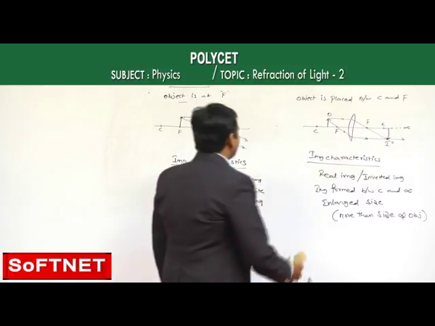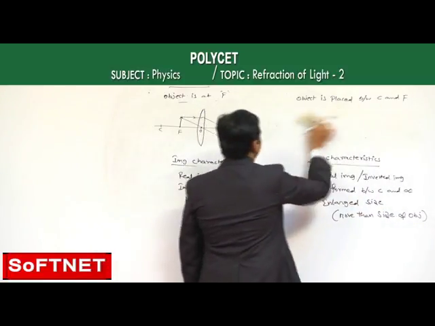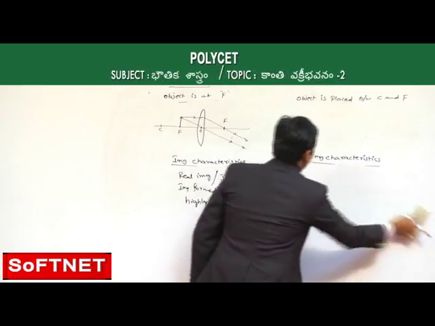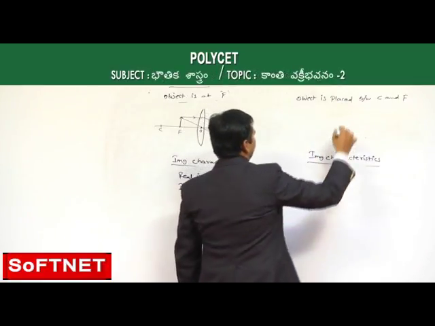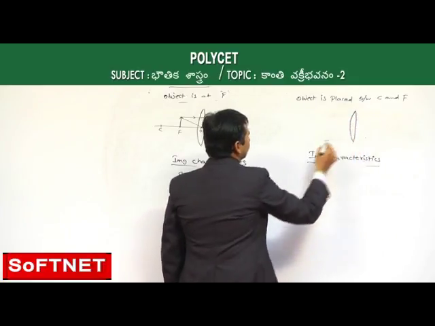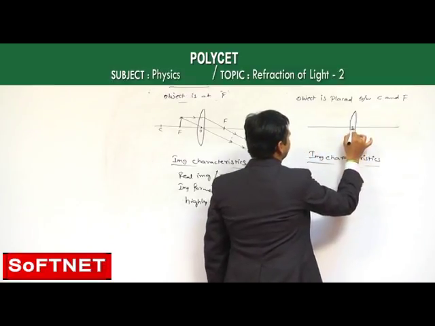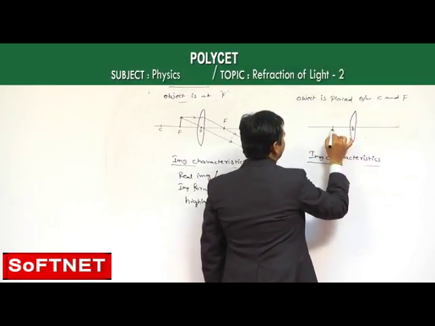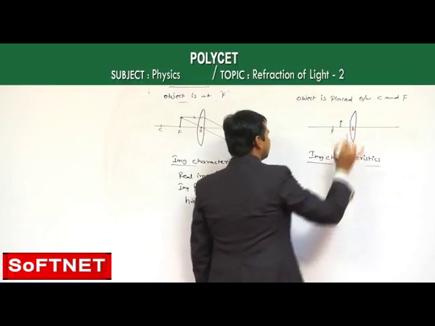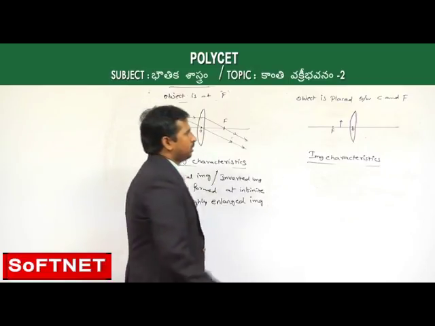Now come to the next case. If you bring the object much closer, we get a special case. Now see, the object is very close to the lens. Again this is the optic center, and here we have the focus. Now the object is placed in between the focus and the optic center, like this. A very close position.